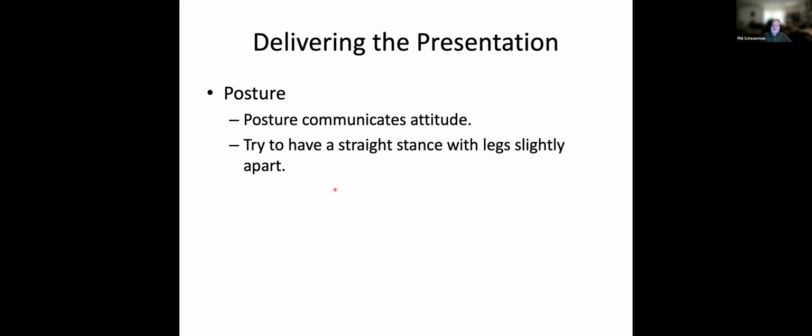Try to have a straight stance with legs slightly apart. It's okay to move around a little bit, as long as you don't move too fast and you're not too distracting. And in a big room, moving from side to side can be good because you can look at different parts of the audience.